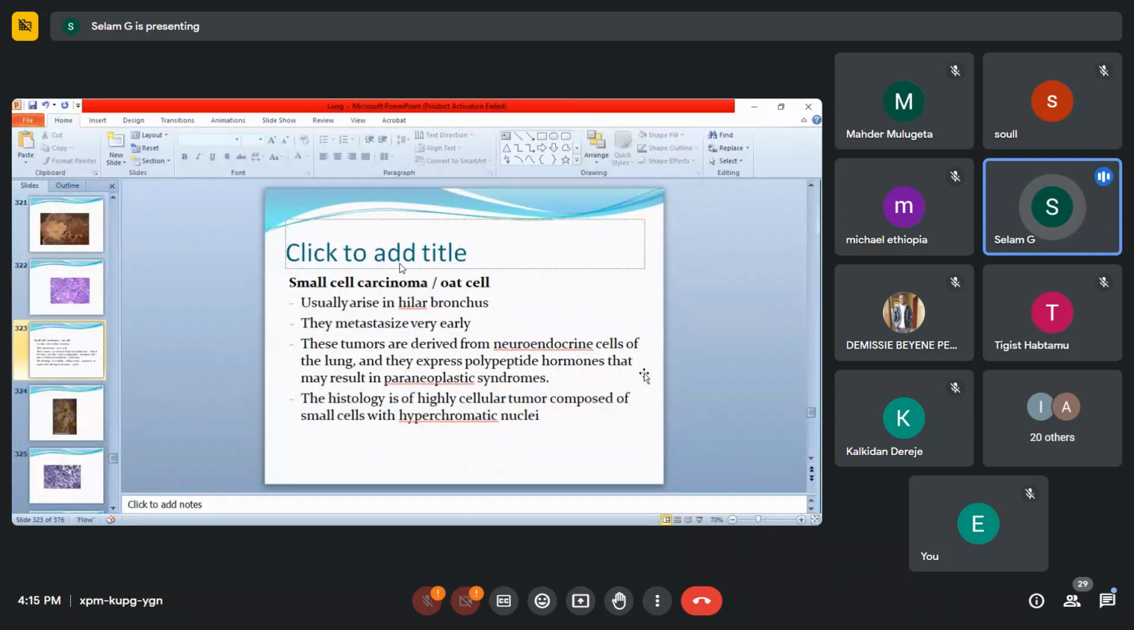Small cell carcinoma, or oat cell carcinoma, usually arises in the hilar bronchus. Again, they metastasize very early. These are aggressive tumors occurring in the lung. These tumors are derived from neuroendocrine cells of the lung, and they express polypeptide hormones that may result in paraneoplastic syndromes. And the histology is of a highly cellular tumor composed of small cells with hyperchromatic nuclei.